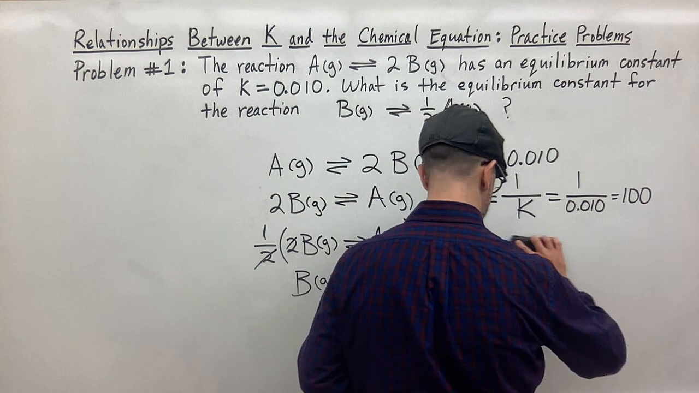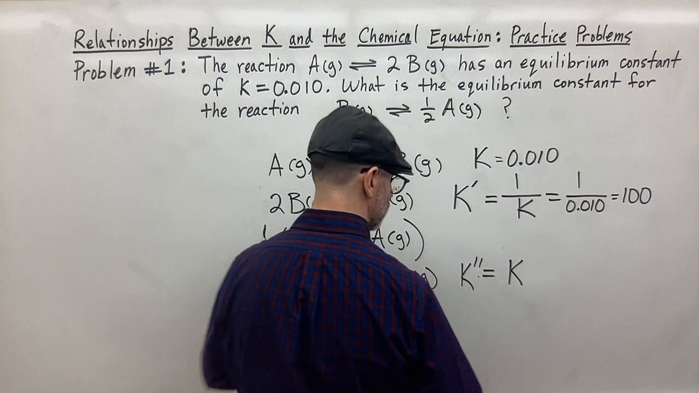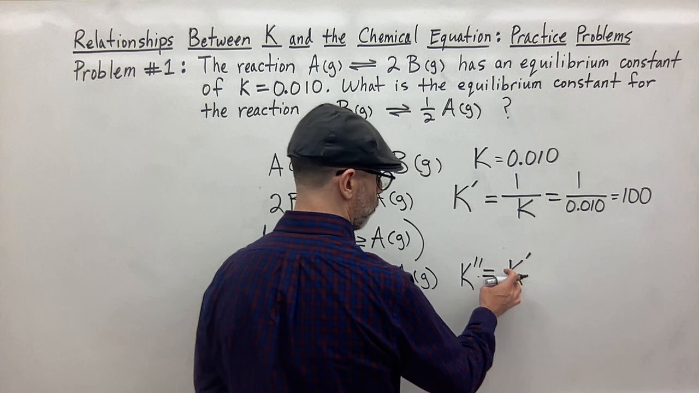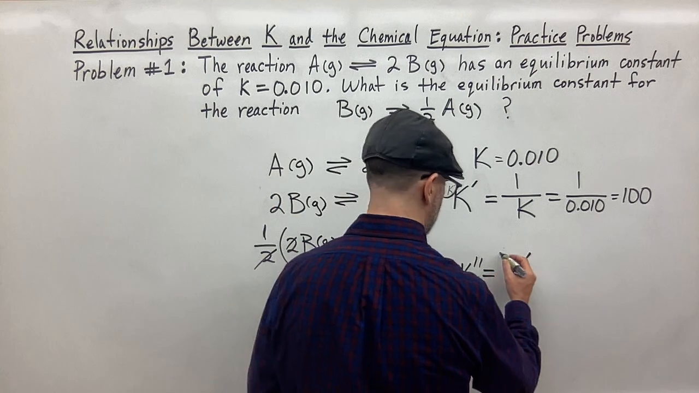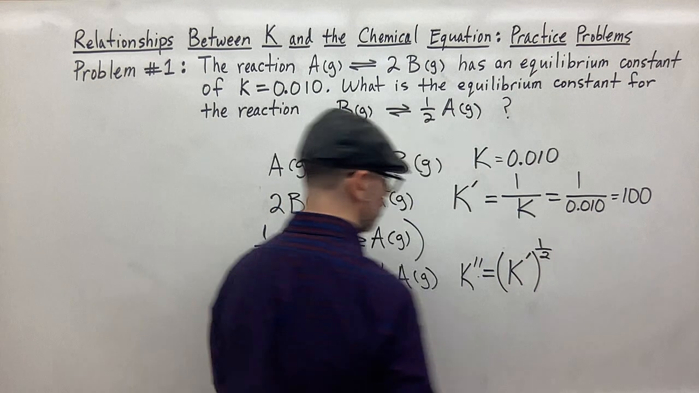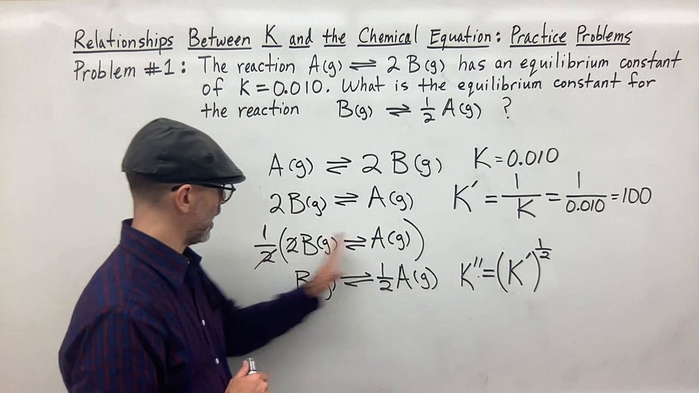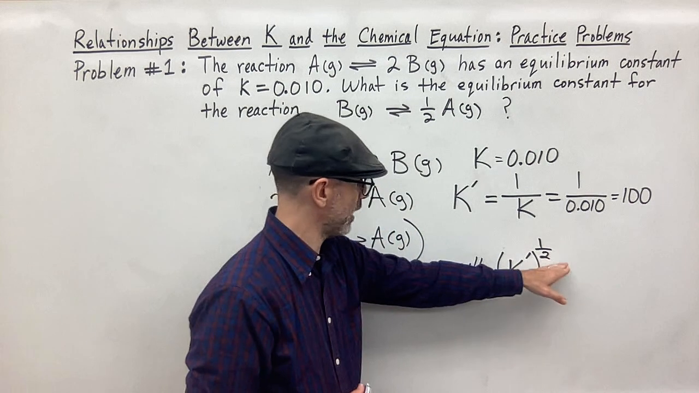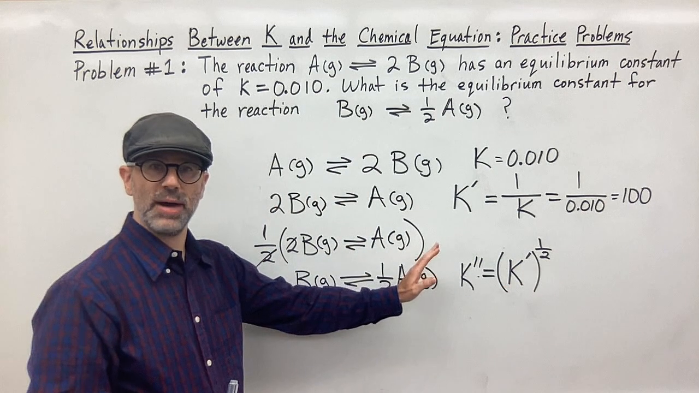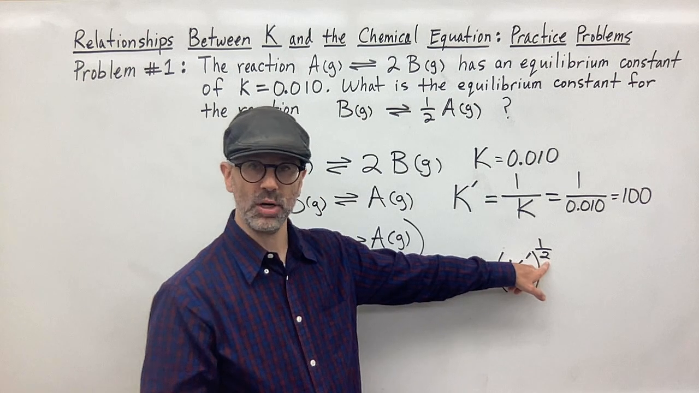Maybe I'm jumping ahead of myself. Let me do this step by step. So here's my K prime. I'm going to raise this to the 1/2 power, because I multiplied everything by 1/2. Whatever factor I multiply by, that's the power I raise it to.